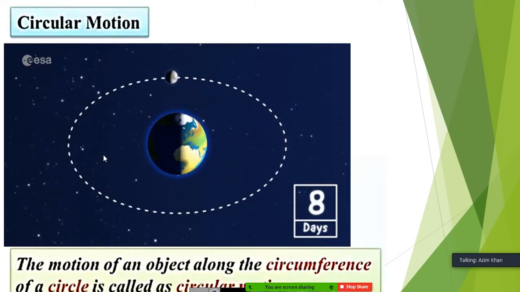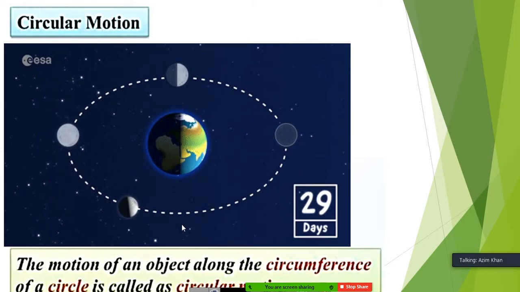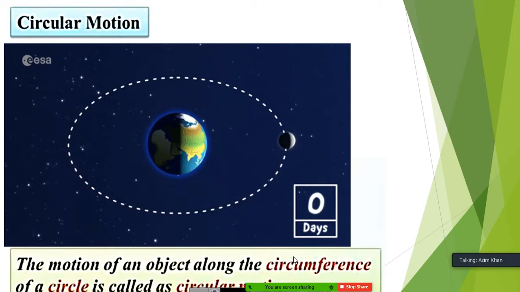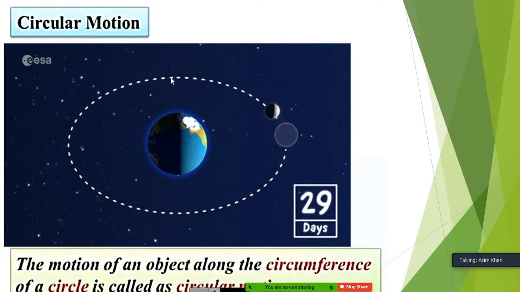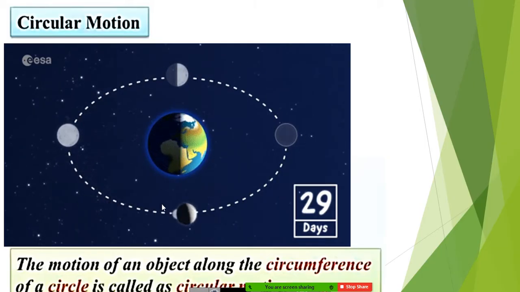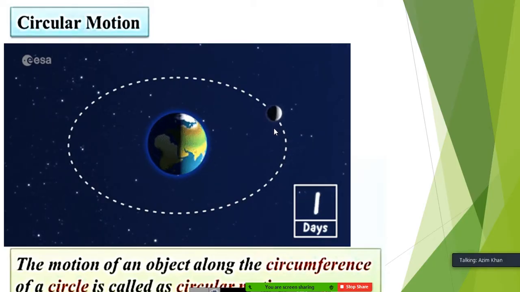What do you mean by circular motion? So see the example here. The moon is revolving around the earth, right? Suppose the moon is an object, so the motion of an object along the circumference of a circle is called circular motion. I hope you understand. Now this moon is revolving around the sun in a circular orbit, right? This is called circular motion.